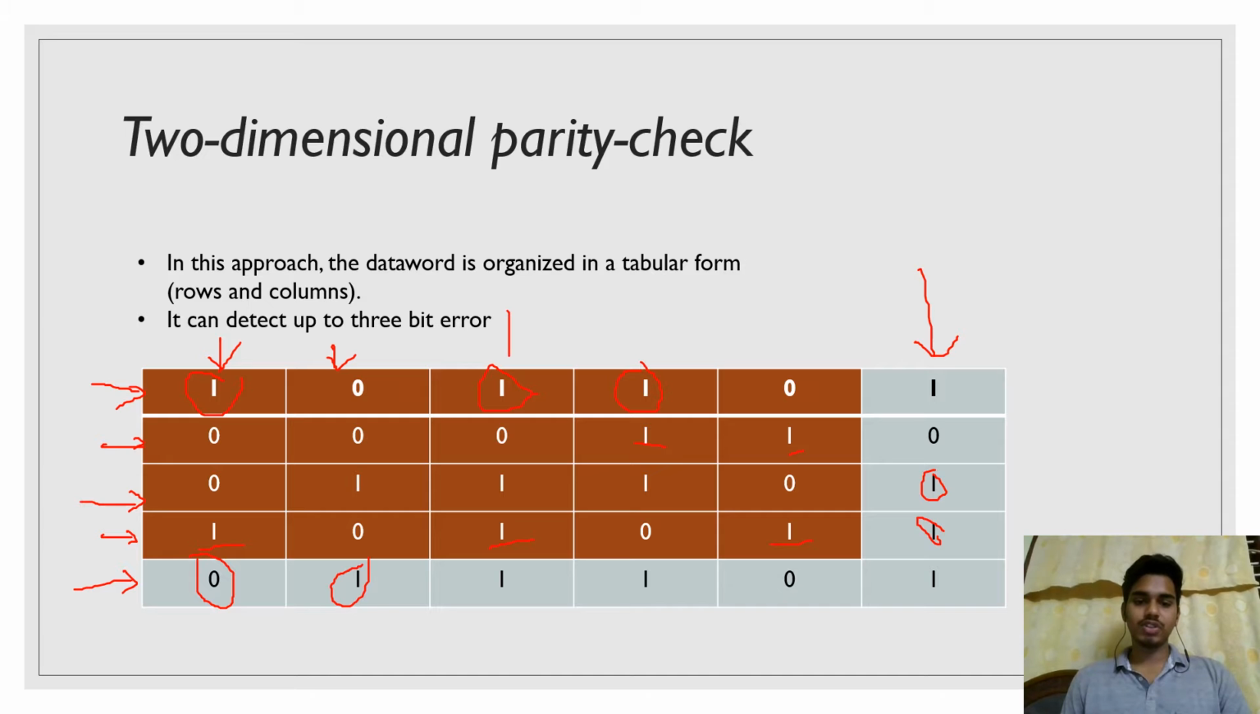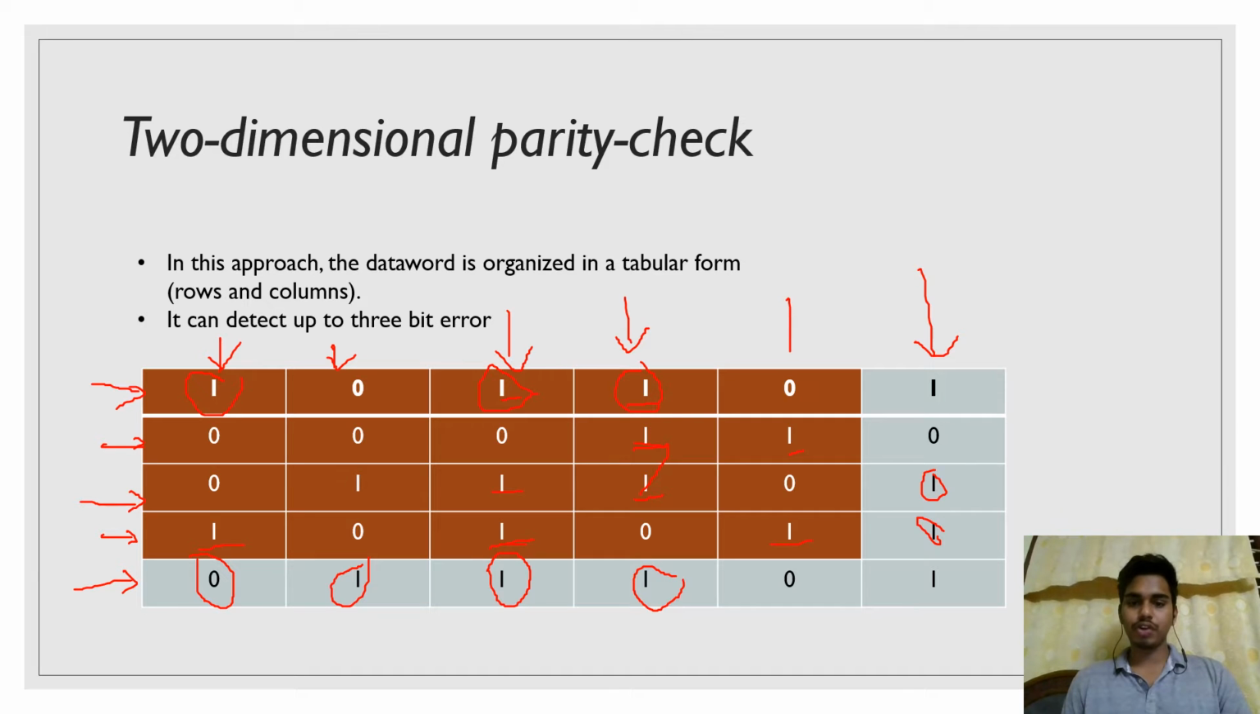In the same way, in this column, the total number of ones is 3, so it is an odd number, so the parity bit of this will be 1. And in the same way, in this column, the total number of ones is 3, so the parity bit of this column will be 1.